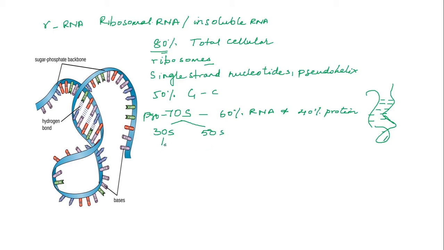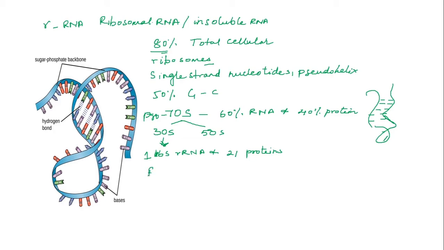The 30S subunit has 16S rRNA and it has around 21 different types of proteins. That is, the smaller subunit is made up of 16S rRNA and 21 different proteins.